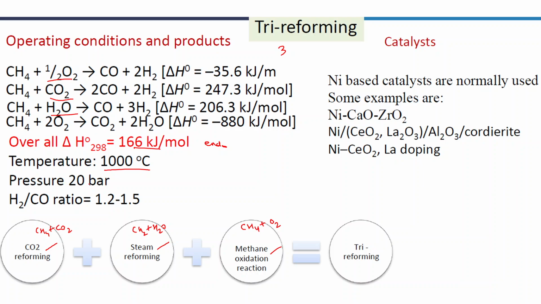Temperature required is around 1000 degrees C. Pressure is 20 bar, and the hydrogen to carbon monoxide ratio required is 1.2 to 1.5. And the catalysts used here are also nickel-based catalysts. Some examples are nickel, calcium oxide, zirconia, nickel CeO2, La2O3, etc. And such more catalysts are used.